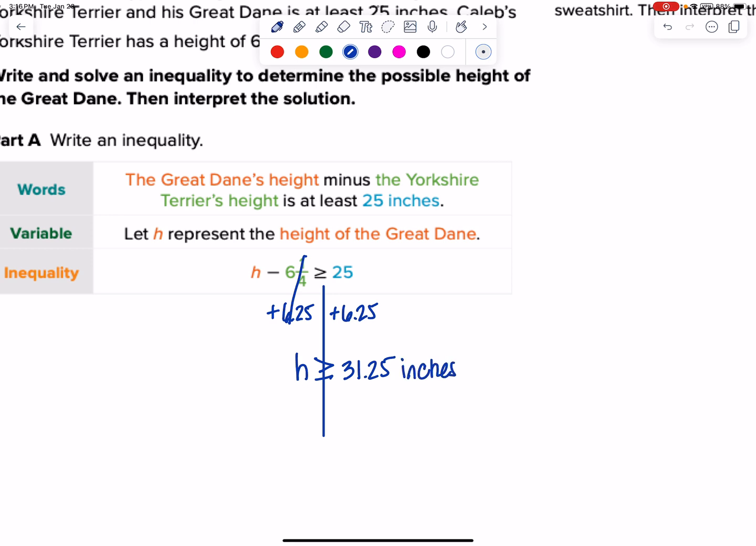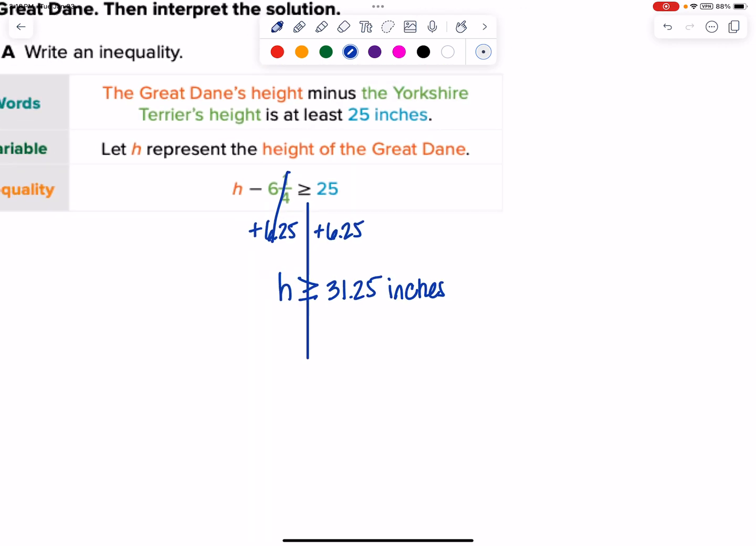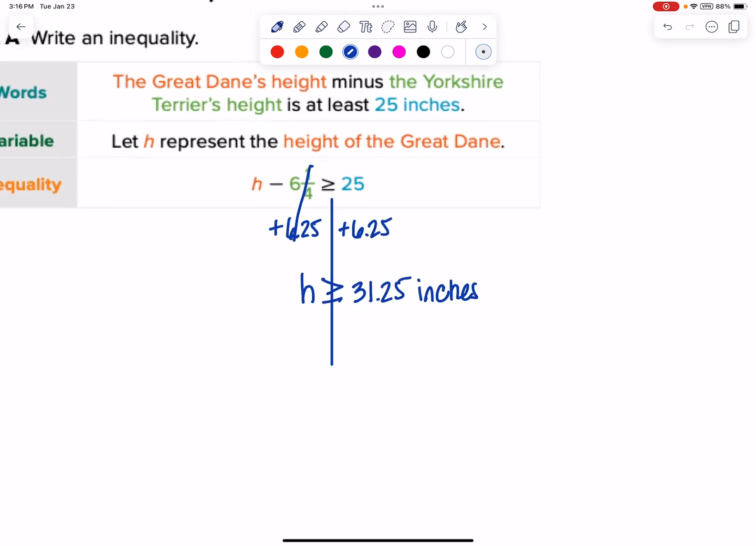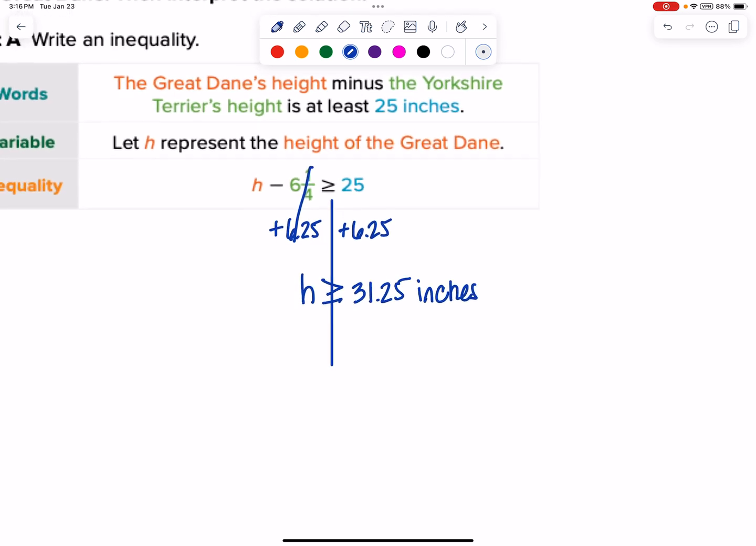And then make sure that makes sense. So this means the height of the Great Dane, that's what h is, must be greater than or equal to 31.25 inches, so that the difference is at least 25 inches. It can be more, but it has to be at least that.